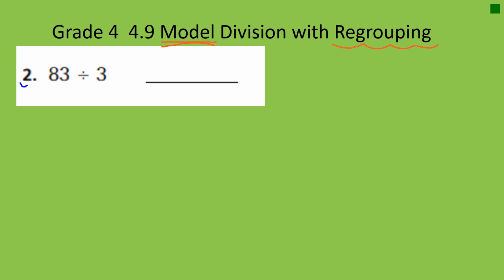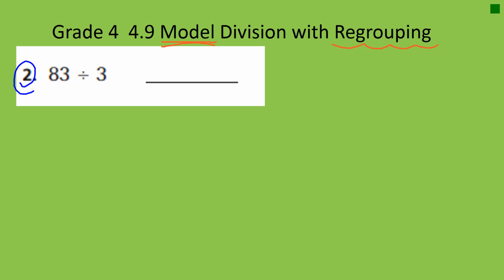Okay, so I'm going to start with number 2, but I'm really using the directions from numbers 3 and 4. If you look at the directions above number 3, it says divide, draw quick pictures, record the steps. That's what I'm going to do, because the directions for this one just say use base 10 blocks, and we have no video. I have no base 10 blocks, so I'm just going to draw them.